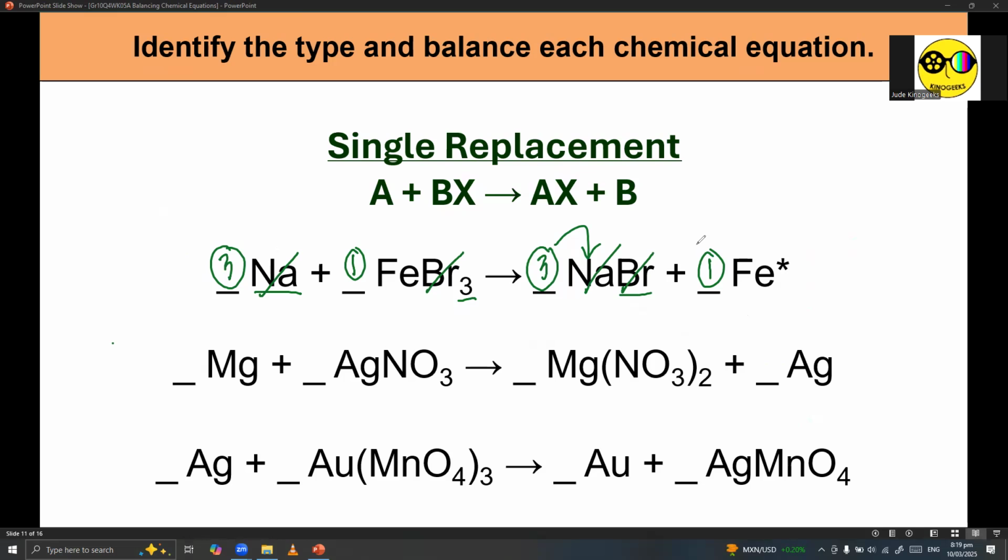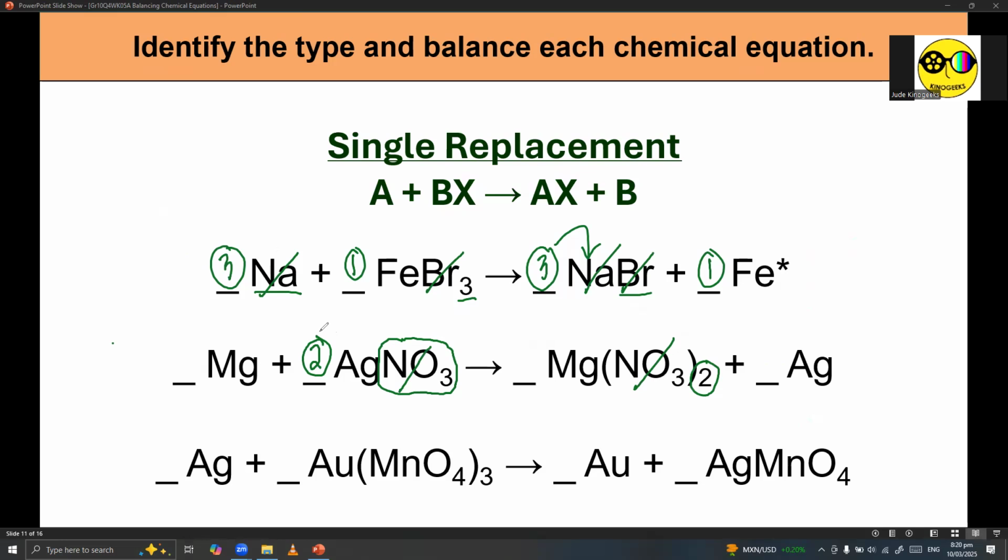Okay, next. Mg plus AgNO3 becoming Mg(NO3)2 plus Ag. I'd like to start with the ones in the parentheses. NO3, walang parentheses on the reactant side, so only one group. On the product side, we have two groups. So for 1 to become 2, you have to multiply AgNO3 by 2, balancing NO3.